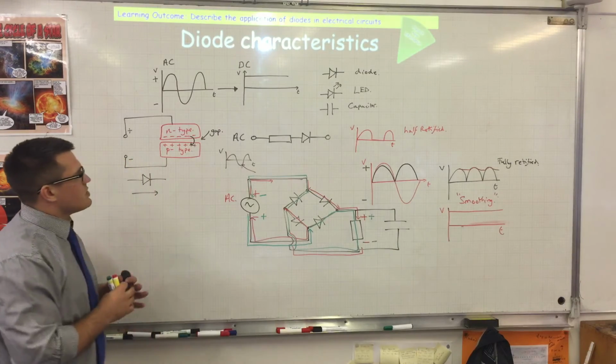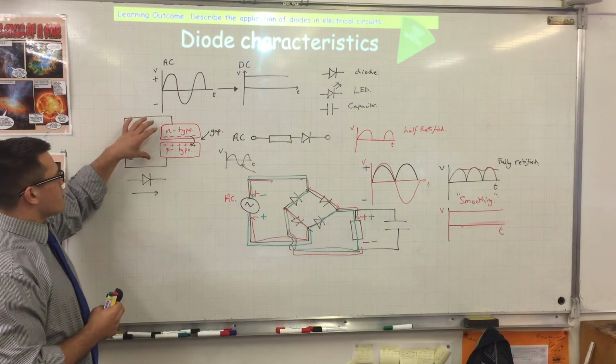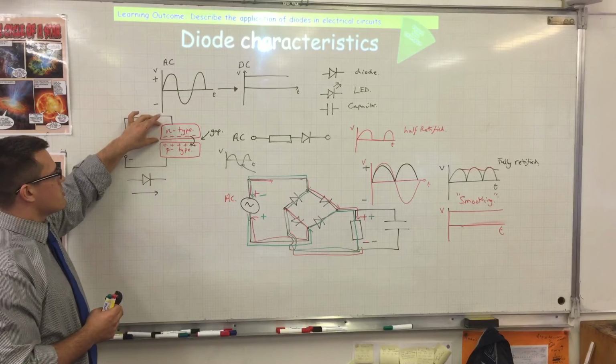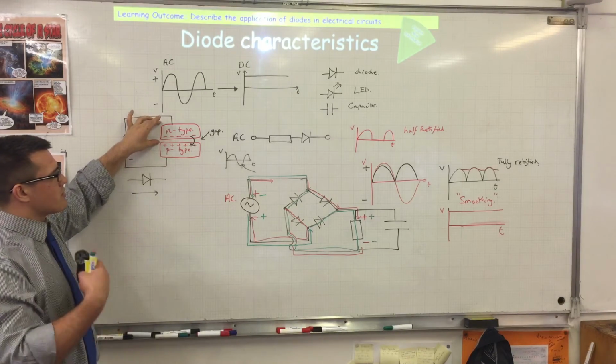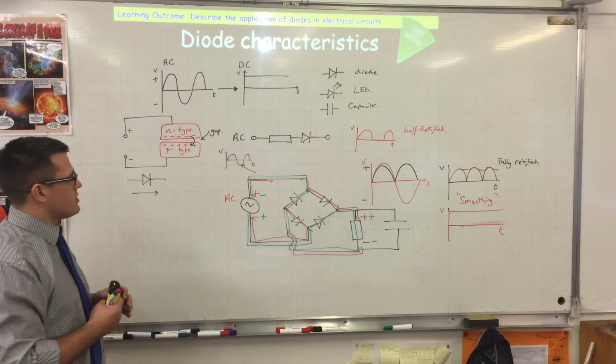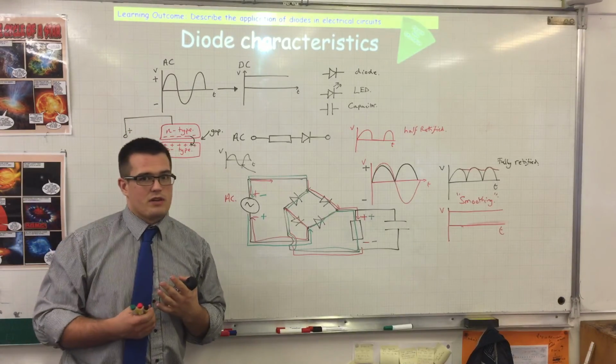And finally, you need to know what a diode consists of. It's made of semiconductor material. There are 2 types, N-type and P-type. N-type has an excess of electrons, therefore is negative. P-type has a deficiency of electrons and therefore is positive.